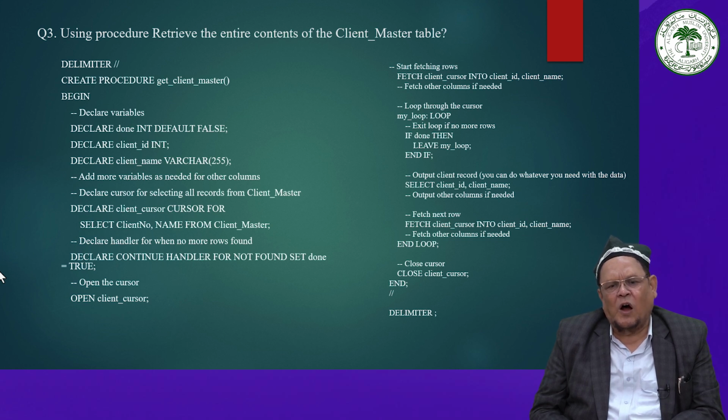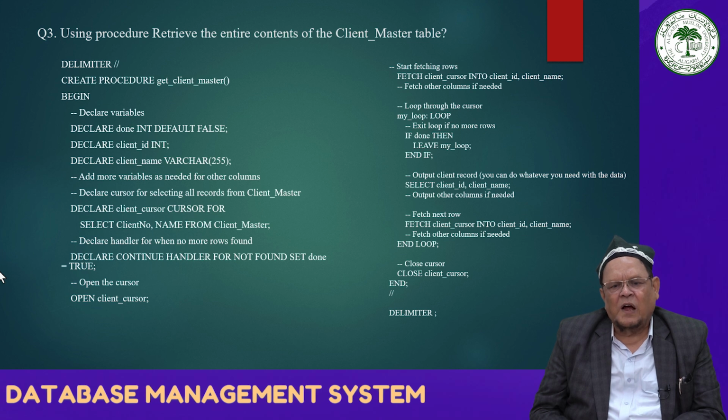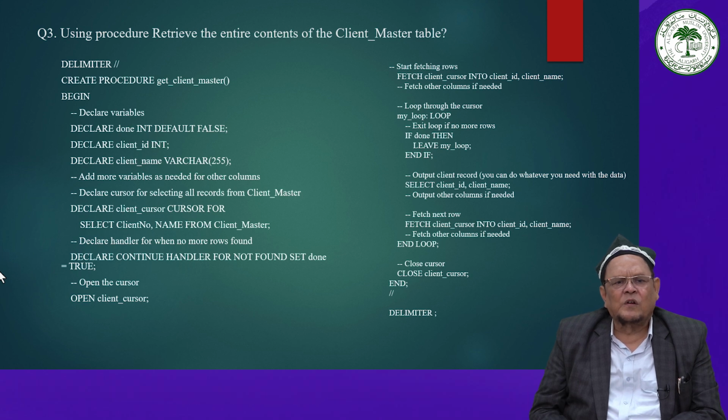Then after that, you want the output client record. What will you select? Client_id and client_name. Fetch client_cursor into client_id, client_name, and end loop. By this statement, we are able to fetch the next rows. And then after that you have to close the cursor. So you write close client_cursor, end, and then delimiter you have to write. In this way, we are able to retrieve the entire column content of the client master table.